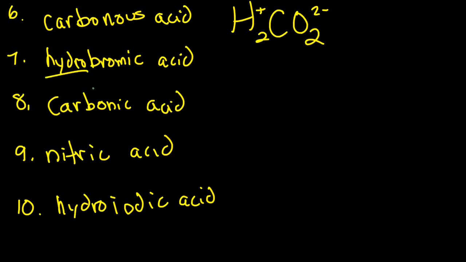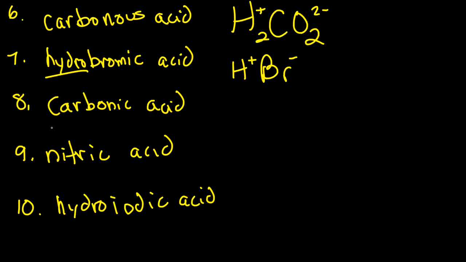Next up is hydrobromic acid. I see a hydro, that means binary. I go ahead and put my hydrogen ion. Bromic came from bromine. Bromine is Br. Bromine's in group 17. So that means those charges are the same. So that means those charges are balanced. I don't need any subscripts.